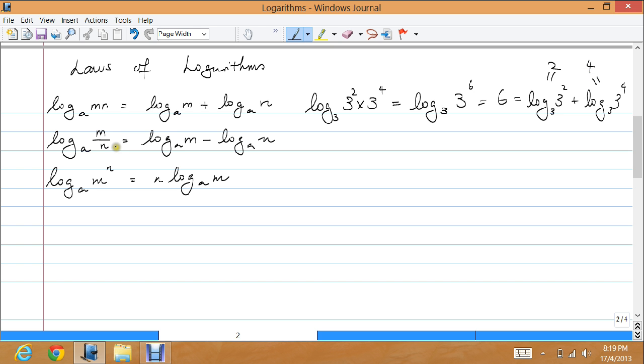For the second law, this is the law of difference. If I take m divided by n, I end up with the difference of log base a of m minus log base a of n. So take for example log base 3 of 3 squared over 3 to the power of 5. So we get log base 3 to the power of 2 minus 5, negative 3. So we end up with negative 3. This is the same as log base 3 of 3 squared minus log base 3 of 3 to the power of 5.